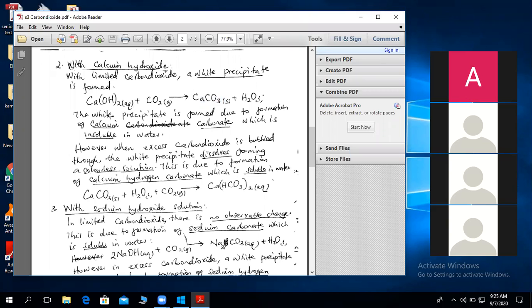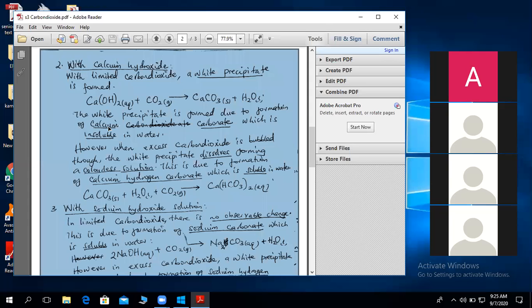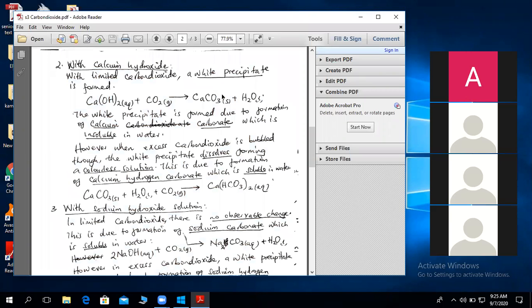Now, I'm explaining my observation by saying the white precipitate is due to formation of calcium carbonate, which is insoluble in water. So I give you a mark for naming that the white precipitate is calcium carbonate, and I give you the other mark for saying that it is insoluble in water. That's why it forms a white precipitate.